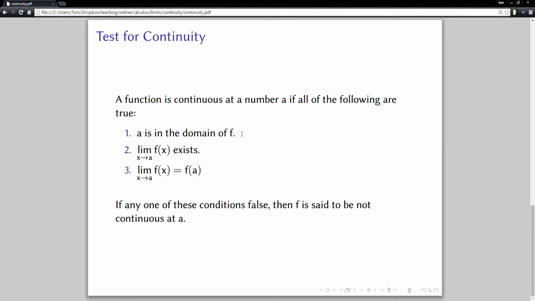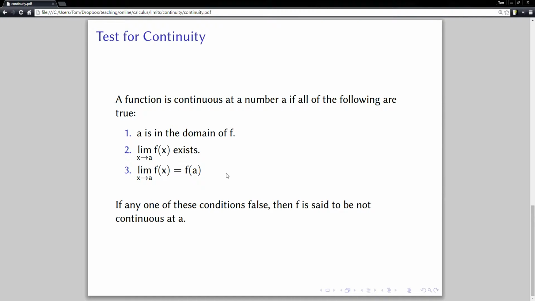Condition two is that the two-sided limit as x goes to a of f of x exists. So the two-sided limit has to exist at a. And finally, condition three is that the two-sided limit, whatever value you get, has to equal the value of the function when you plug in a, so f of a. If a function meets all three of those conditions at a number a, then we will say that f is continuous at a.